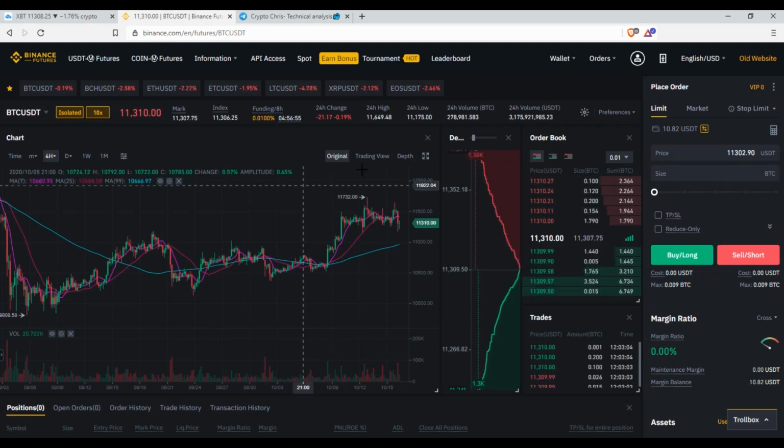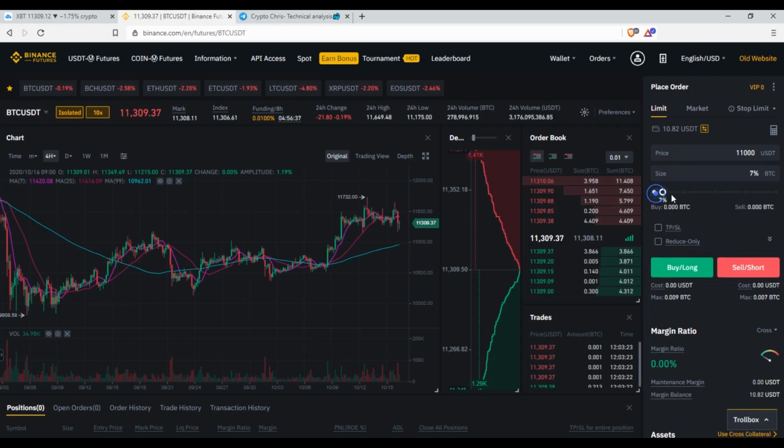There's two ways to do it. We can do a limit order. So for example, if you said you want to place a long order at 11,000, all you're going to do here is press 11,000 as the price you want to be getting, and here you're going to choose the amount you want to get in. So the way I do it is I use the cursor.